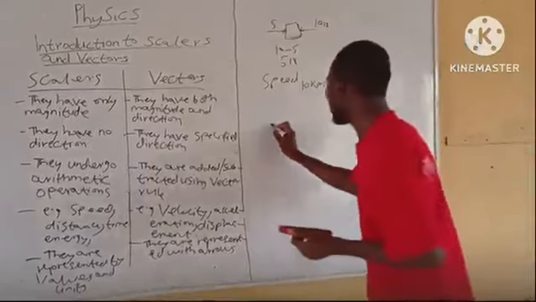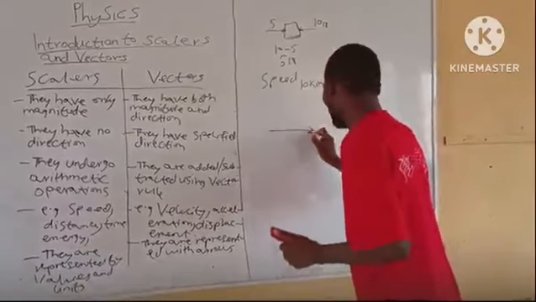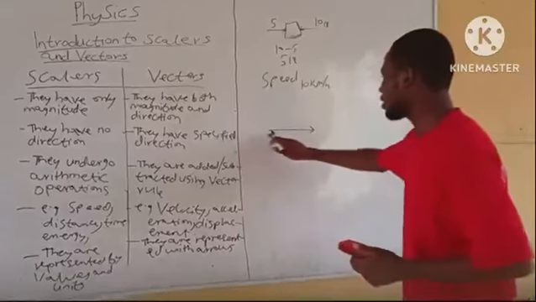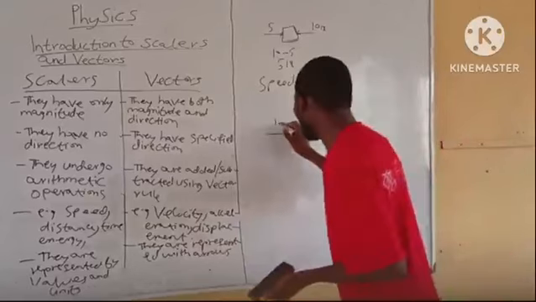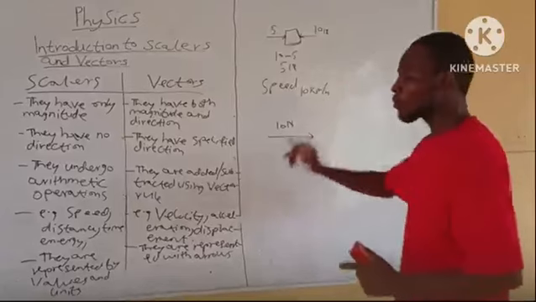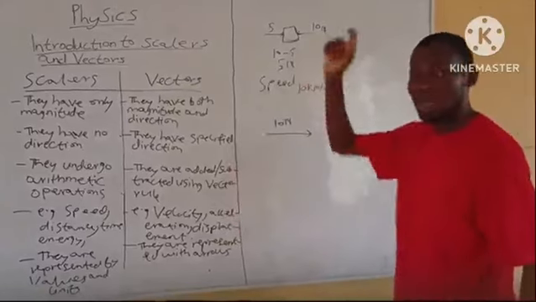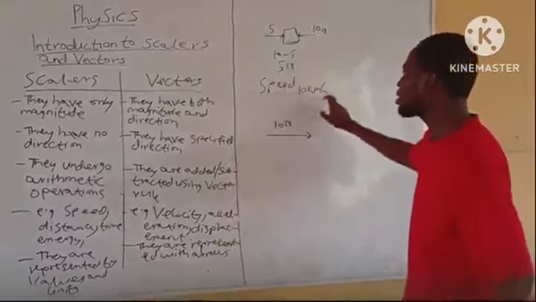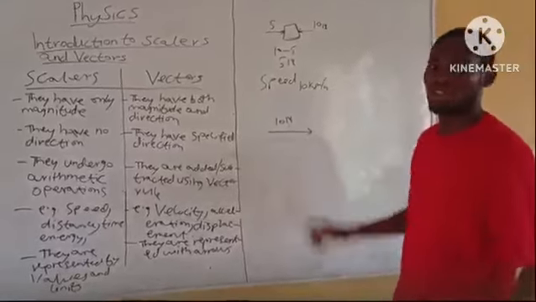Now, for example, if this is a force, for a vector quantity, let's use force. The line here represents the magnitude. Let me say 10 Newton. And this arrowhead shows what? Direction. So another difference between vectors and scalars is that scalars are represented with values and units, but vector quantities are represented with arrows.